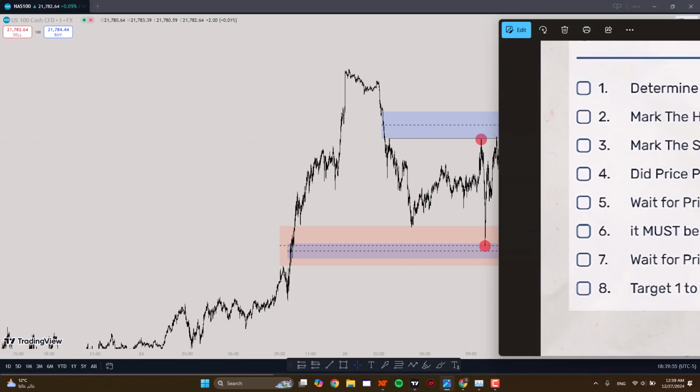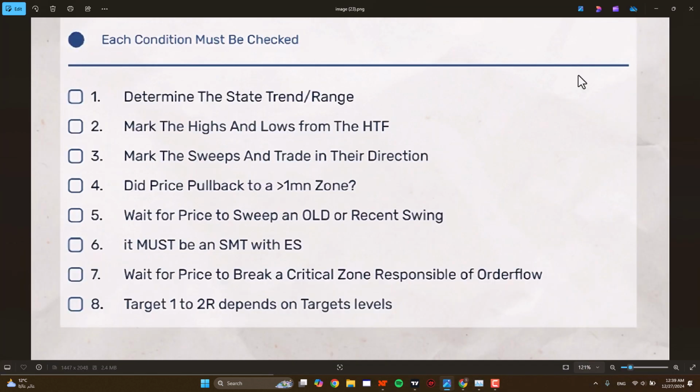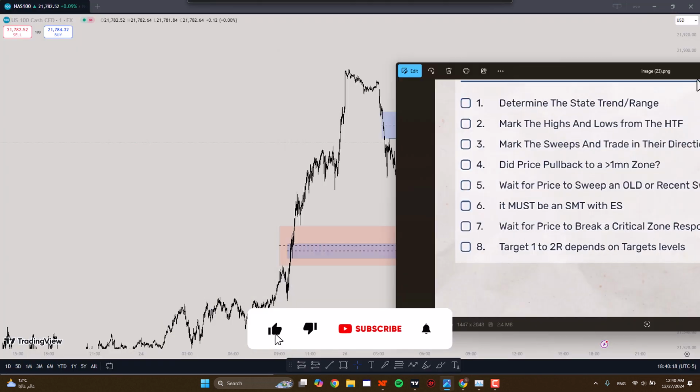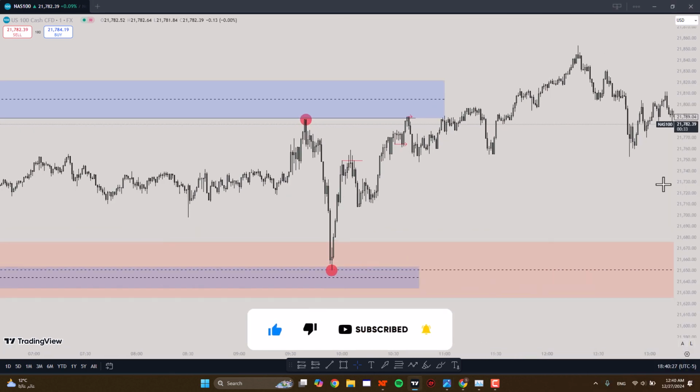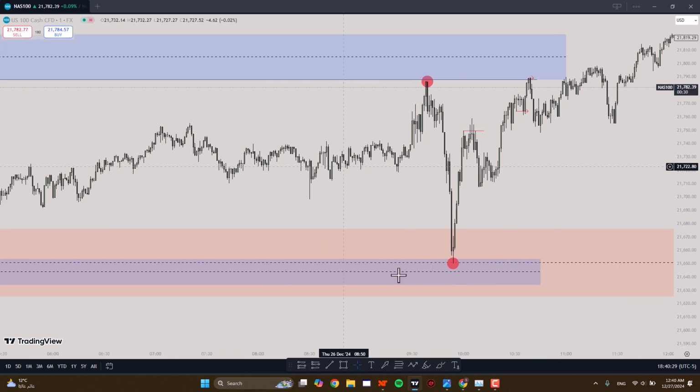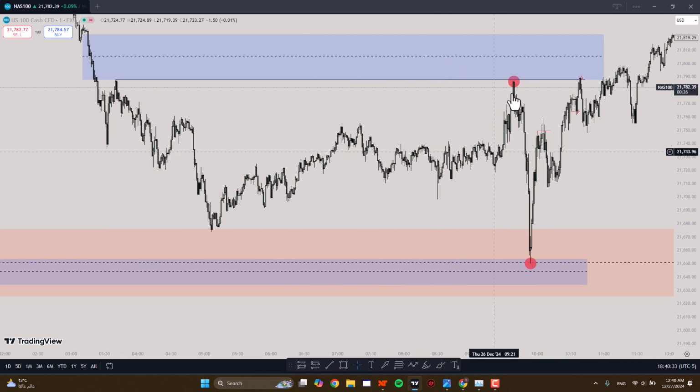So if we start and put this right here, our systematic approach to find trades and to analyze the markets, the first condition is to determine the state. All right, are we trending or are we ranging? Very important. And then marking the highs and the lows from the higher time frame. So from here, going to New York session, okay, what do we have right here? Is this a trending market from here after 9:30, or is this a ranging market?